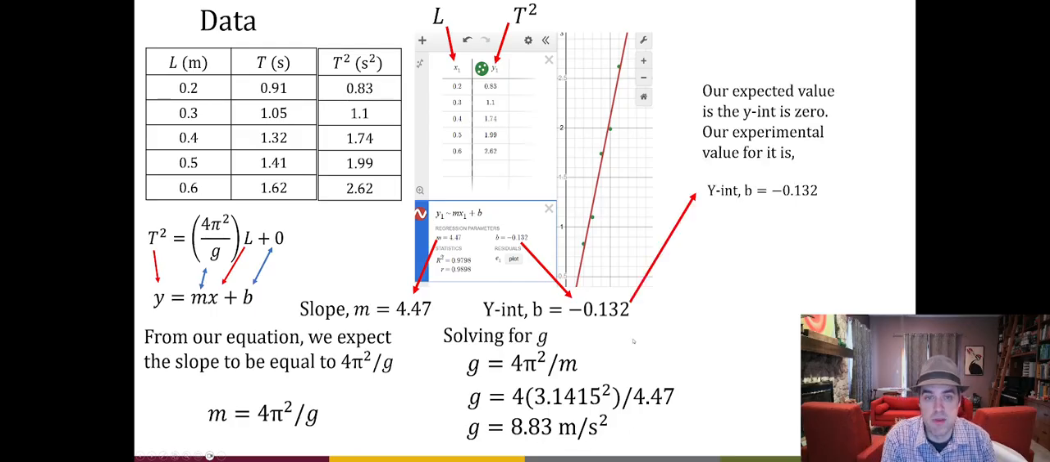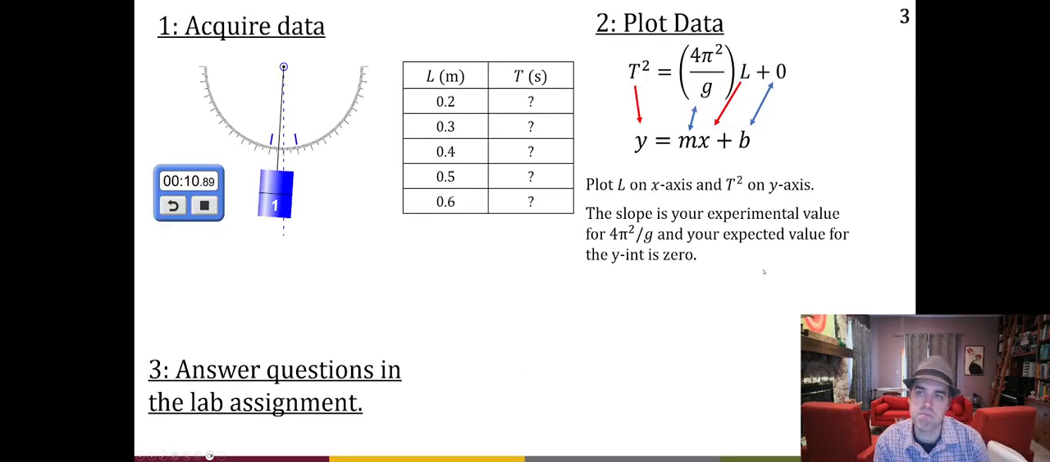In fact, that's expected. Similarly, for the y-intercept, we expect it to be 0, but it's not, and that's okay, because we have some uncertainty in our measurement.